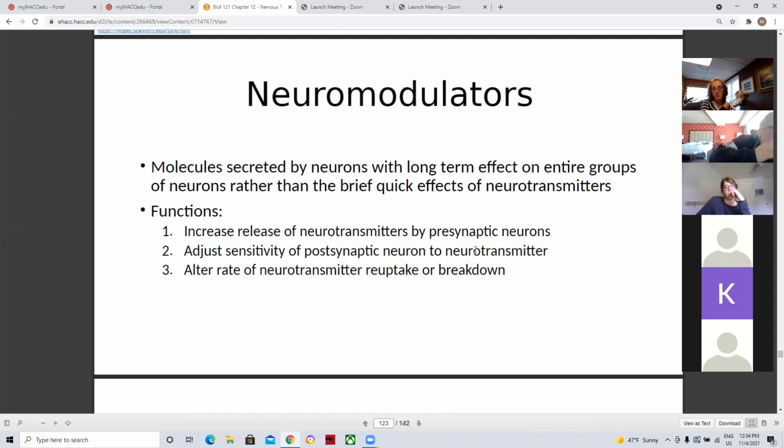Neuromodulators. Neuromodulators are molecules that are secreted by neurons that have a long-term effect on entire groups of neurons rather than quick effects on a few neurotransmitters. They function in increasing the release of neurotransmitter by presynaptic neurons and adjusting the sensitivity of a postsynaptic neuron to neurotransmitters, or altering the rate of neurotransmitter reuptake or breakdown, just like Prozac would work as a neuromodulator.